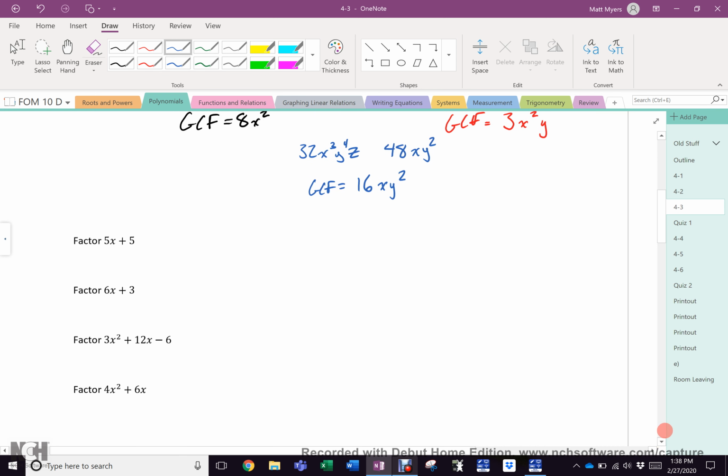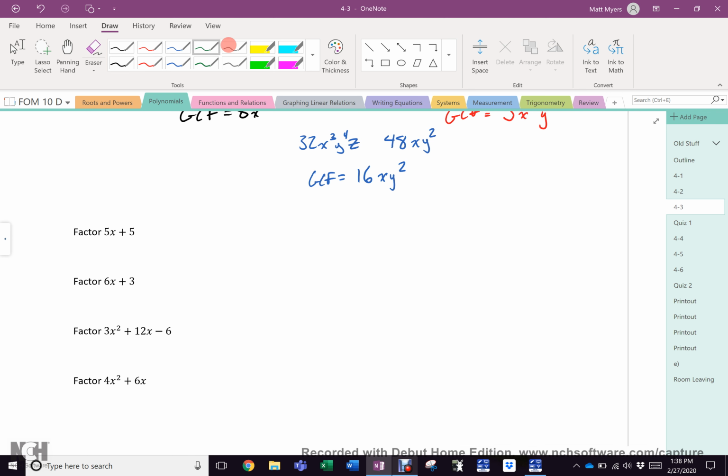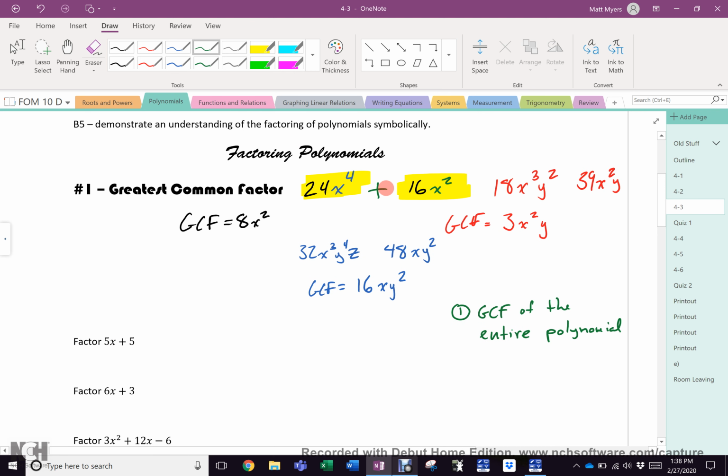The first thing we are going to do when deciding if we are going to factor is we must decide on the GCF of the entire polynomial. So you look at that first one. What is the GCF of this entire polynomial? Now, what do I mean by GCF? Pretend like there's a sign between these numbers.